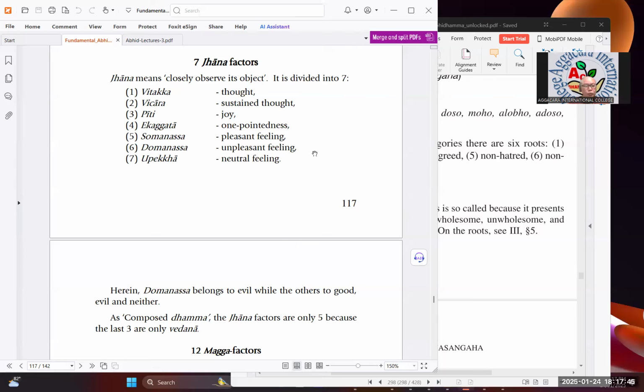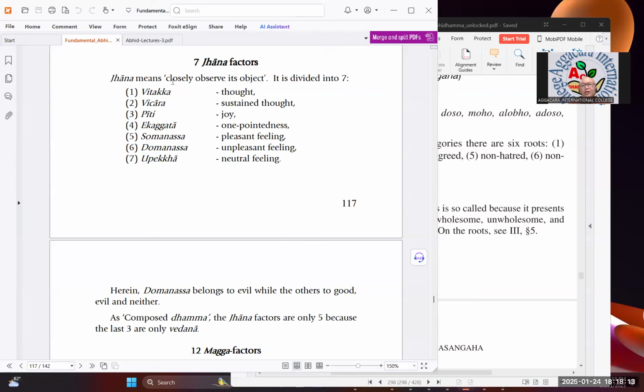All right. Just now Hetu, if you remember, there are 6 of them, so 6 cetasika. Now this one is listed as 7, but as composed dhamma, this means that in the ultimate sense we consider this as 5, because the last 3 are only Vedana. So we look at here. The first one is vitakka. Now vitakka is translated as thought. Why do we translate it as thought?